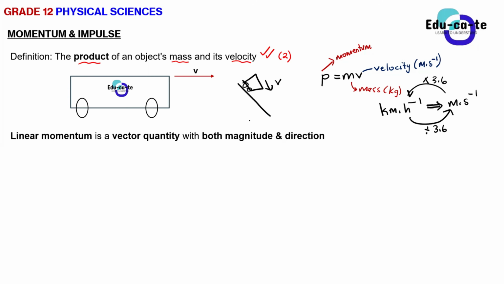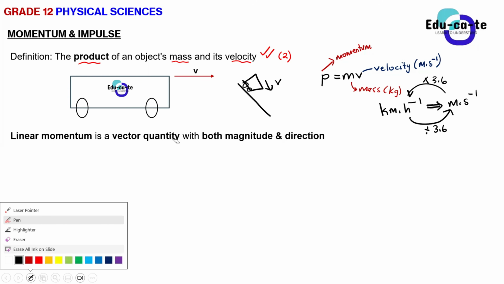Things will start getting crazy when you go to university. That's when you learn of angular momentum. But for now, everything is just linear momentum, meaning that your vehicle is just moving along a straight path. Okay?